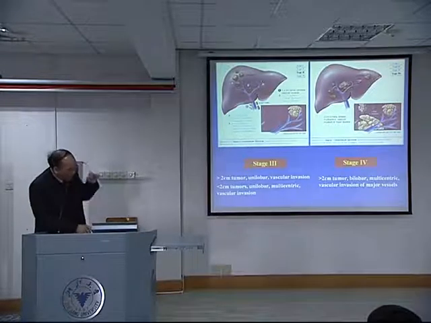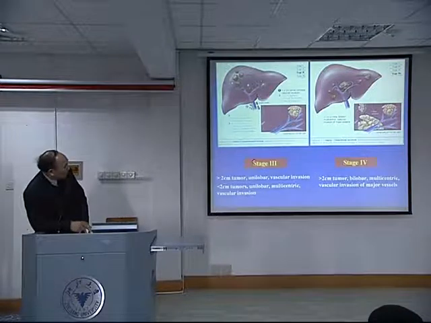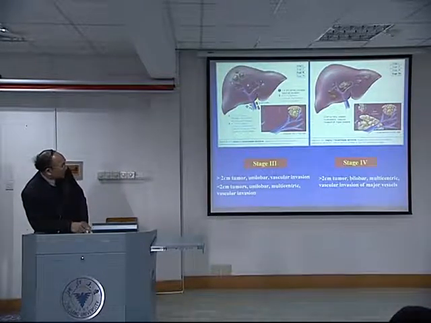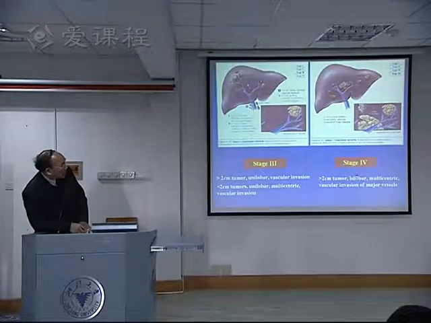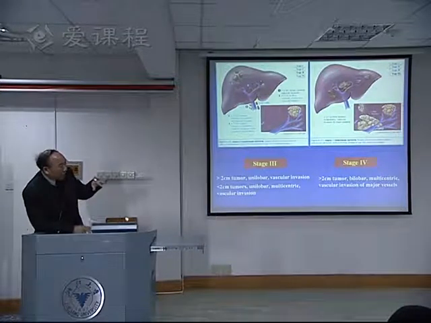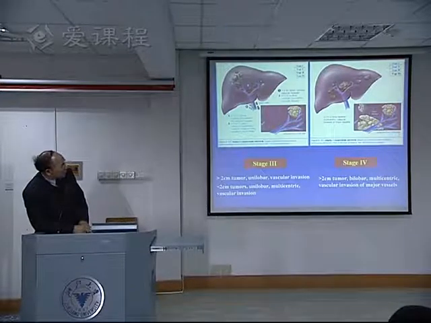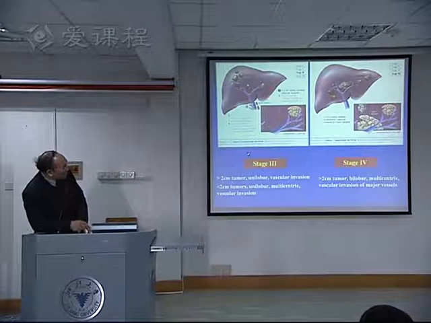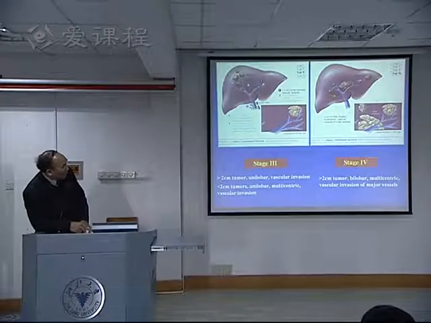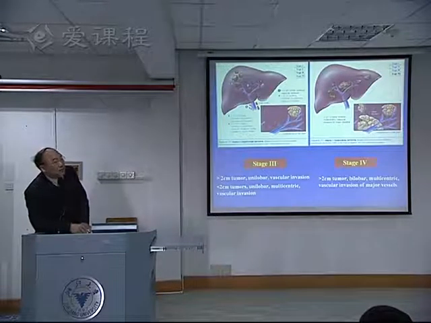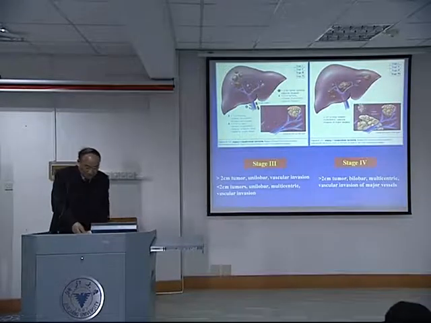In stage 3 and stage 4, stage 3 is a tumor larger than several centimeters, and here we show vascular invasion. Stage 4 means, in addition to vascular invasion, a major vessel is involved and there are multiple tumors, maybe in both the right and left liver. So stage 1, 2, 3, 4 are different. Depending on the stage, we decide on operation, resection, or chemotherapy. So now we take a break. We will continue the lecture.